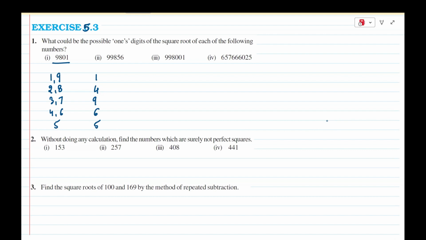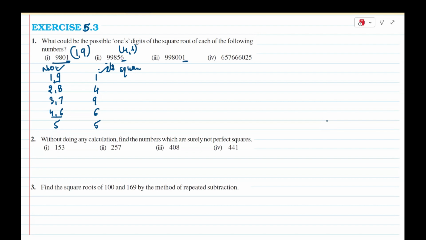Keeping this in mind, if a square of these numbers ends with 1, then definitely the square root of a number whose ones place is 1 will end with either 1 or 9. So this rule works for every number. If a number ends with 1, the square root of this number will end with either 1 or 9. If the ones place is 6, the square root of this number will definitely end with either 4 or 6. This is a number and this is its square.